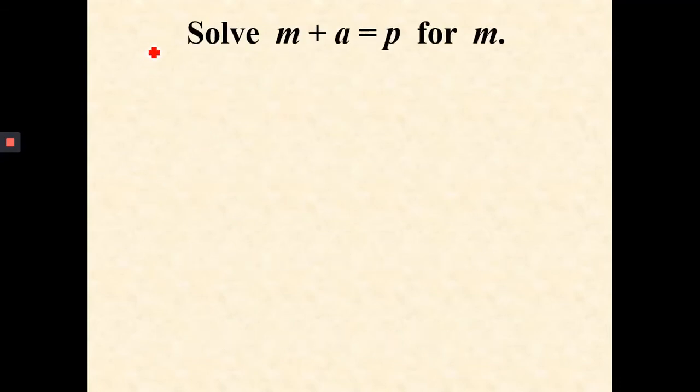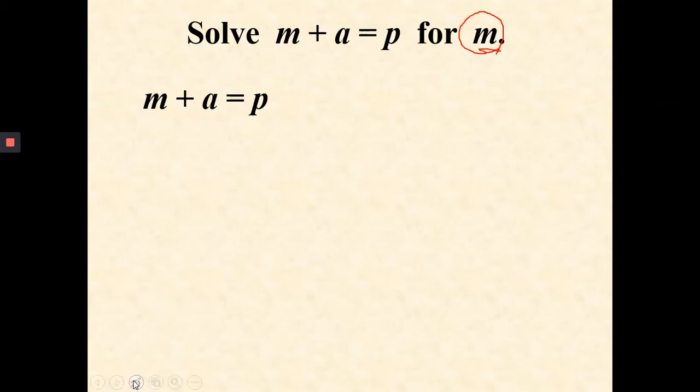Okay? So we have here the first example, solve m plus a equals p. Okay? Solve for m. What is the variable that we're going to isolate? The variable m. Okay? So first, you need to identify the variable you're going to isolate. So we have here the variable m. We're going to isolate, meaning to say we're going to get rid of positive a.